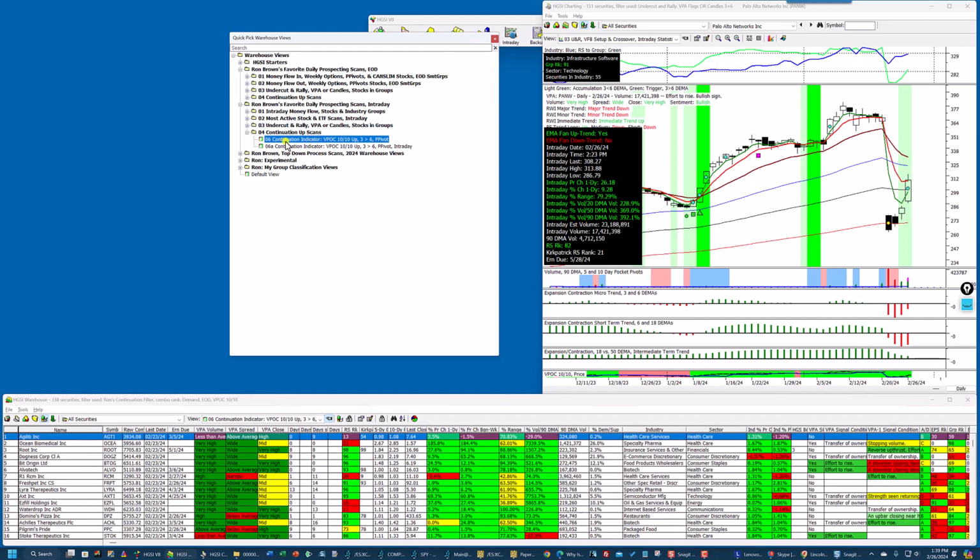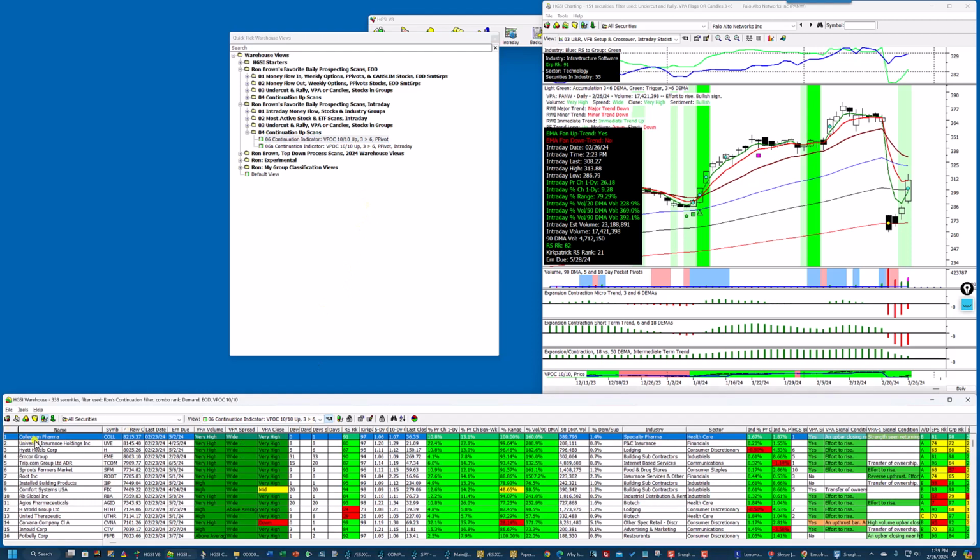To be a continuation stock, the VPOC 1010 has to be positive, the 3 has to be above the 6, and there has to be a volume pocket pivot. So if you look down here, sort on raw combo, here's a stock that came up Friday. This is Monday. Volume was very high. The spread was wide. The close was high. It crossed over on Friday.